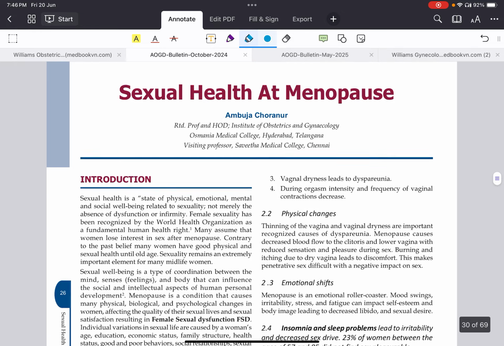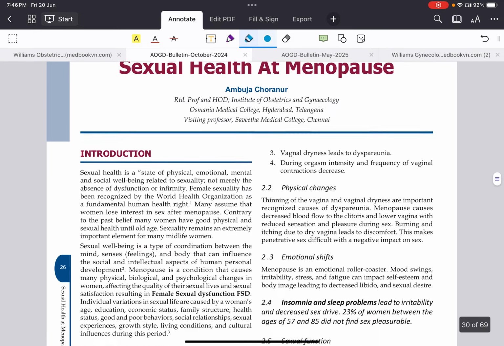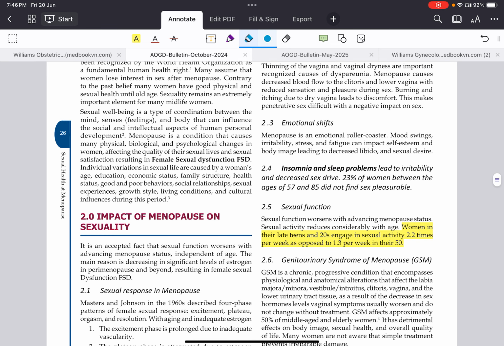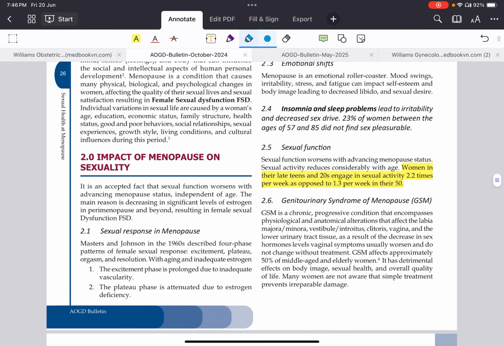The next topic in this bulletin is sexual health. Sexual health is also important in menopause, because there is loss of sexual function. What is the sexual response, and how do we regain it? This should be addressed.